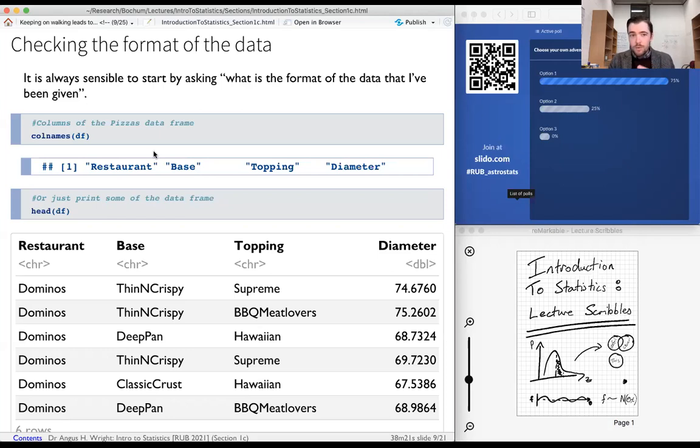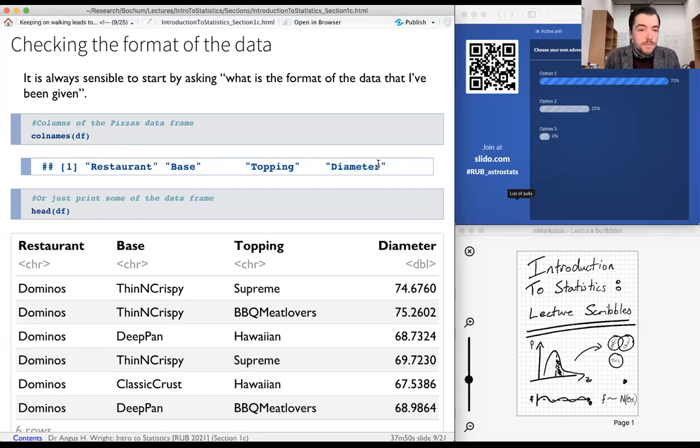The very first thing to ask is, what is the format of the data with which we are presented? Because that's going to dictate the types of analyses that we do later on. And so what we do first is we look at this data set and we say, okay, let me just take the column names of my data frame. Let me see what are the actual columns that I've got in this data frame. You can see that I've got restaurant, base, topping, and diameter. So all the sort of important information that you want to have when you're trying to make a decision about what pizza to order.